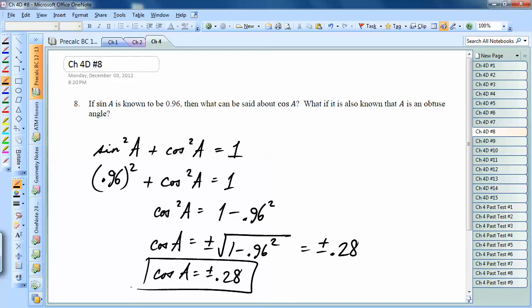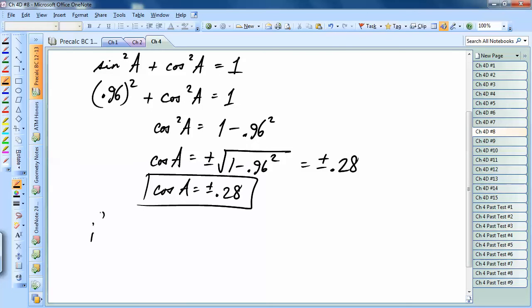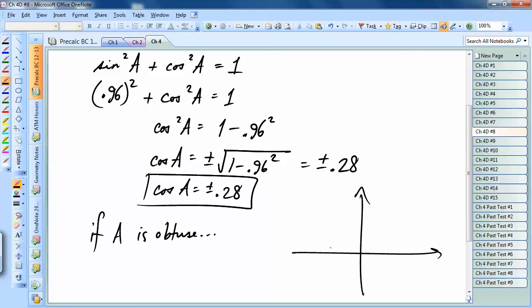The other thing that we can figure out is, now it says, what if it's also known that A is an obtuse angle? So if A is obtuse, well, we knew that sine A had to be 0.96. And since sine is positive, it's got to fall in the first quadrant or the second quadrant. So it's either here or it's here. But this angle is acute, this one's obtuse. So if it's obtuse, then it's got to be the second quadrant version, right?